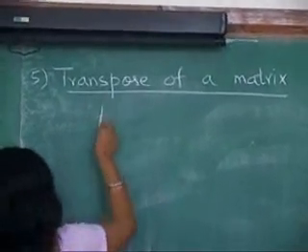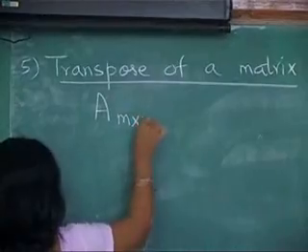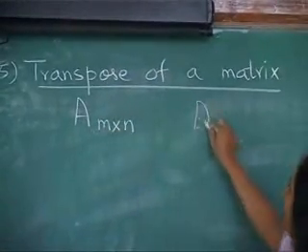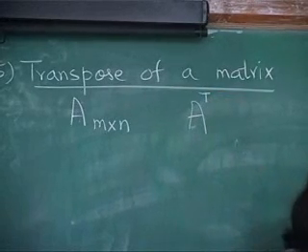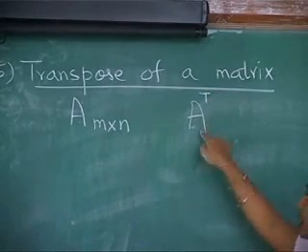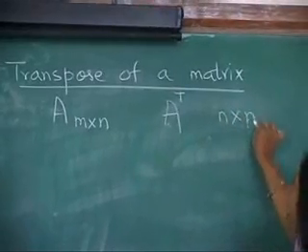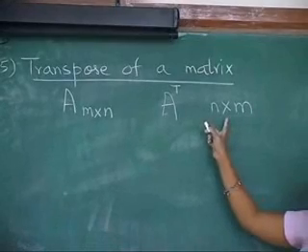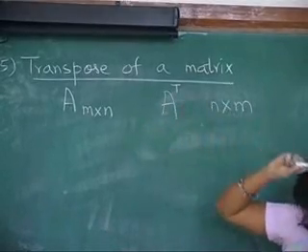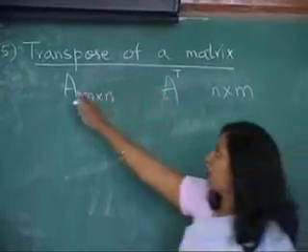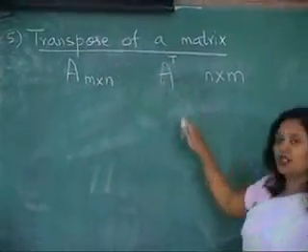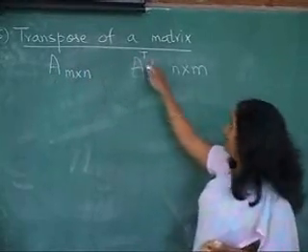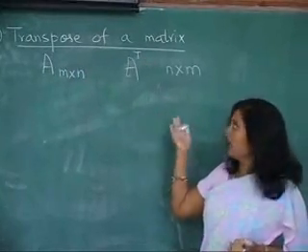Let's start with the matrix A of order m by n. The transpose of A will be denoted by A raised to T. This will be a matrix of order n by m, and this is obtained by interchanging the rows and columns of A. That means the first row of A becomes the first column of A transpose, the second row of A becomes the second column of A transpose, and so on.